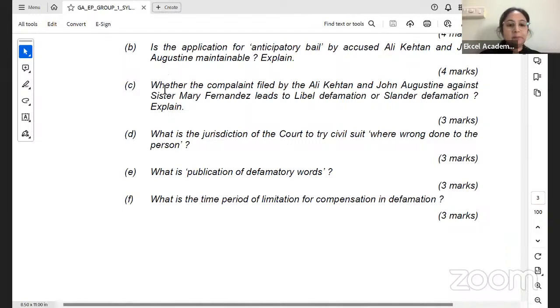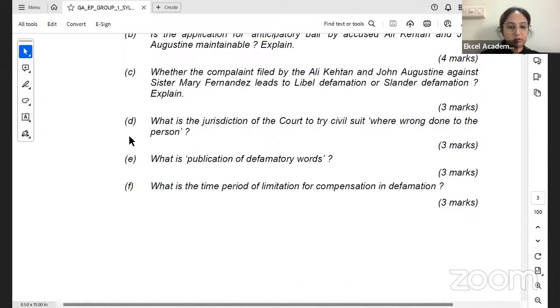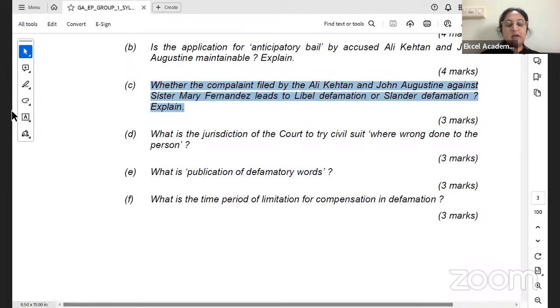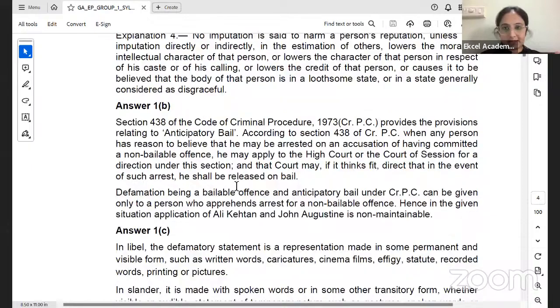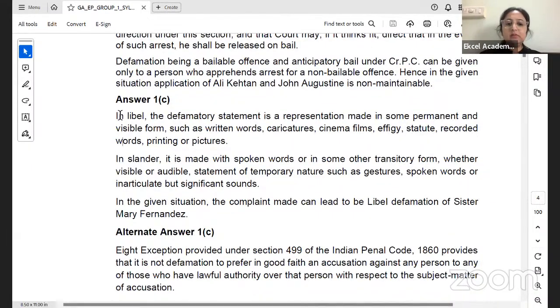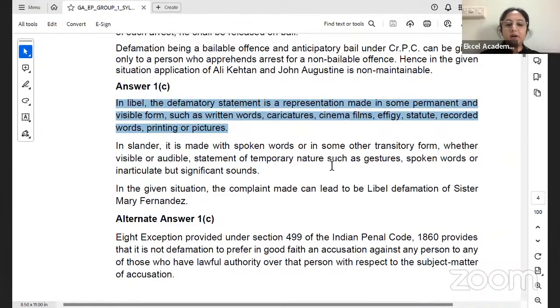So whether the complaint filed by Ali and John against Sister Mary Fernandez leads to libel defamation or slander defamation. Explain. See, this is also easy. So what is libel? What is slander? First, you have to tell that. In libel, the defamatory statement is a representation made in some permanent and visible form, such as written words, caricatures, cinema film, effigy, statue. So libel means you are defaming a person using some permanent form.